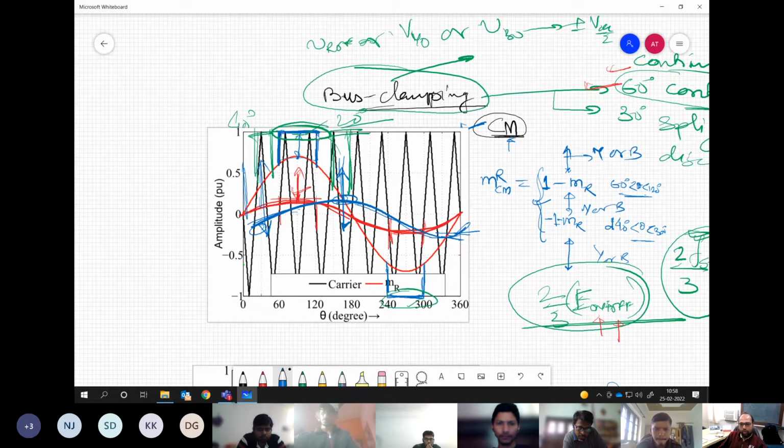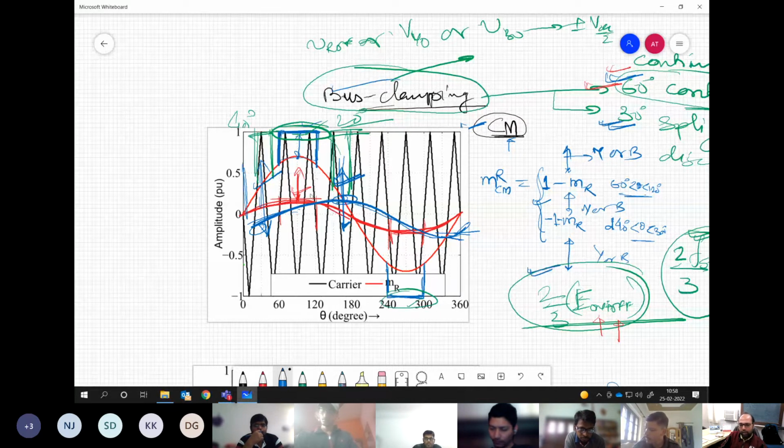So there is not much advantage of having bus clamping at 60-degree. What we can do is have a 30-degree clamp and reduce the switching losses effectively in case of a lagging or leading power factor, which is like a high power factor angle. Correct? So for inductive loads or any other load having a very low power factor, we can use this kind of split clamp to avoid a lot of switching losses.